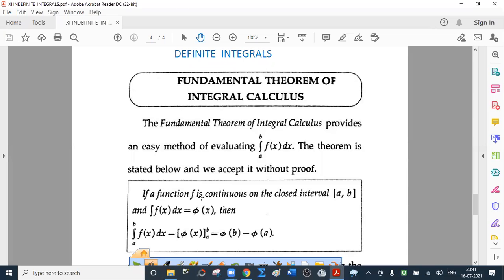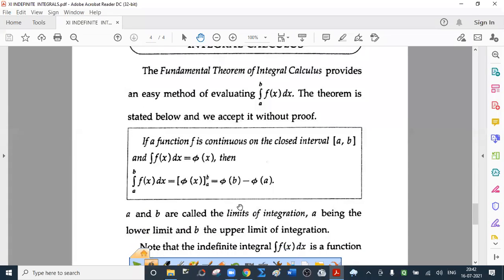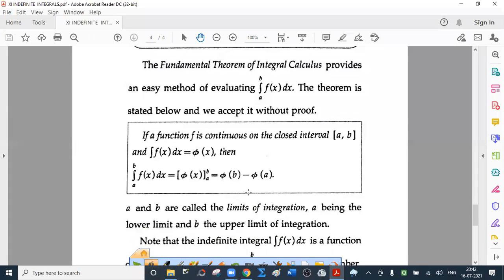See, if a function f is continuous on the closed interval. Now you will ask me, sir, continuous means what? It is defined. So if the function f is defined on this interval, that is why I explained the concept of closed interval. And suppose integral f x dx is phi of x. Then integral a to b f of x dx is what? Phi of x, x goes from a to b. First we put the upper limit, which is b, so phi of b, minus we put x equal to the lower limit, so phi of a. Let me explain. If you have any difficulty, you can ask me later on.